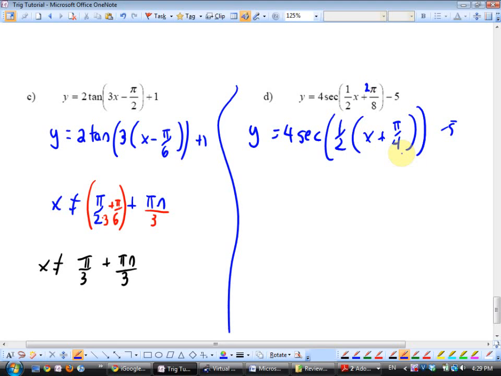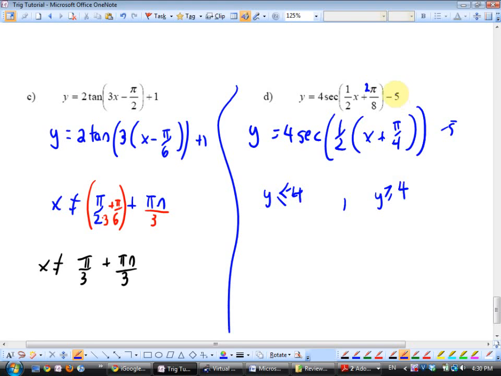Range. Let's do range first, because I would consider this fair game for range, but I wouldn't consider this fair game for domain. Remember, secant was everything below and touching negative 1, comma, everything above and touching positive 1. What's that? Vertical or horizontal? It's in front, so it's vertical. And it's not backwards because it's not next to the y where it belongs. It's an expansion by a factor of 4. In other words, instead of negative 1, negative 4. Instead of positive 1, positive 4.